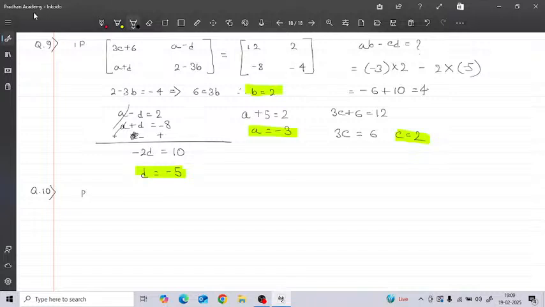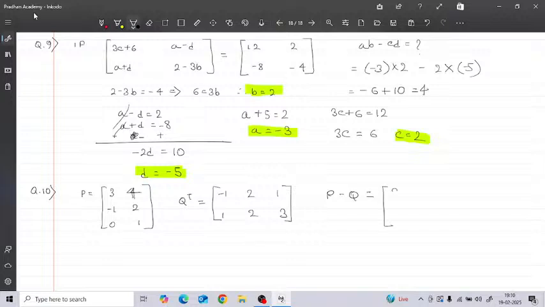In this question, two matrices are given. Suppose P is given as 3, 4, minus 1, 2, 0, 1. That is my P. Now Q transpose is equal to minus 1, 2, 1, 1, 2, 3. Now we have to find the value of P minus Q.